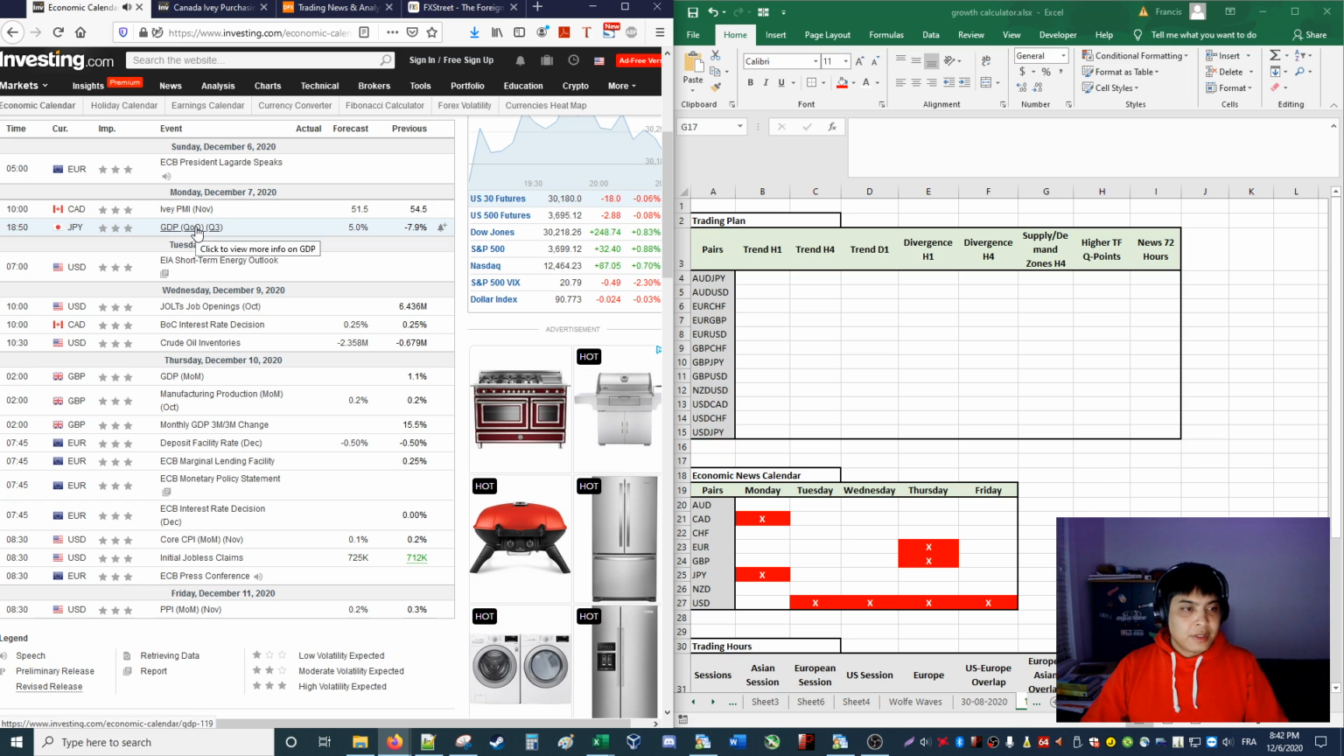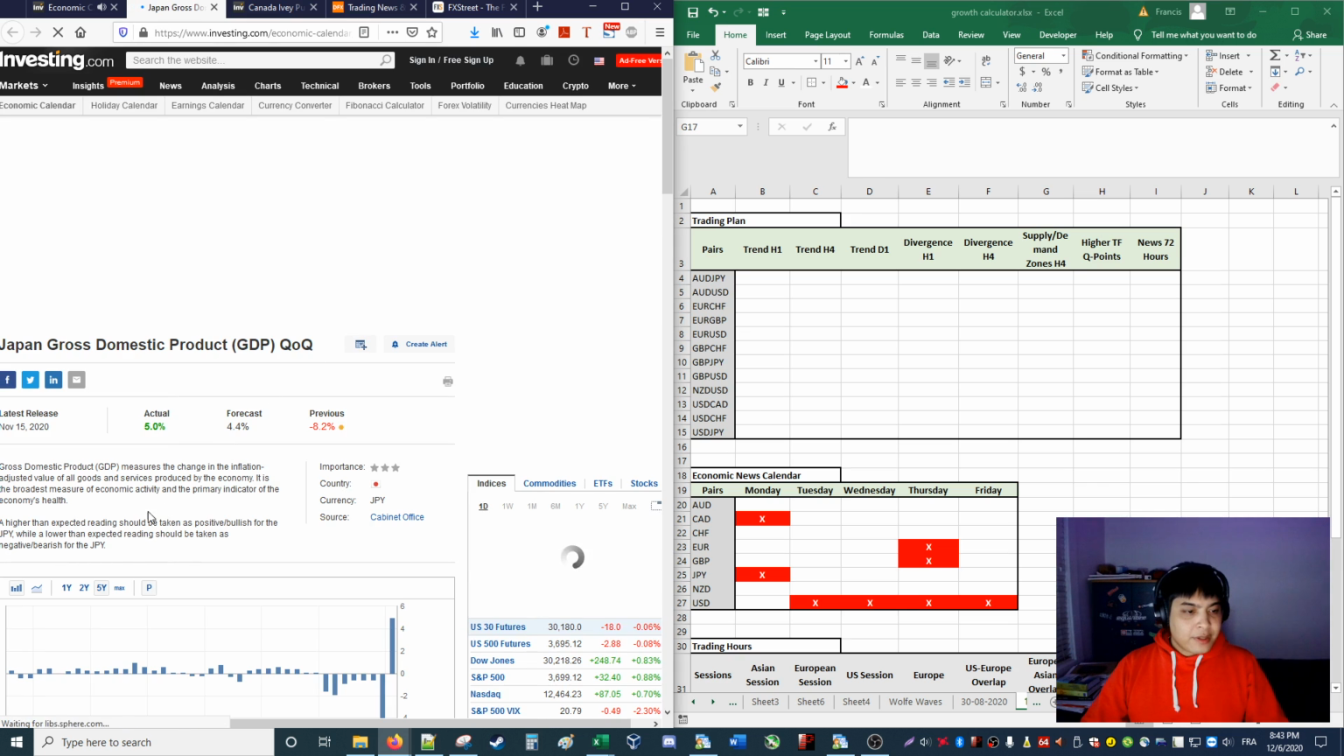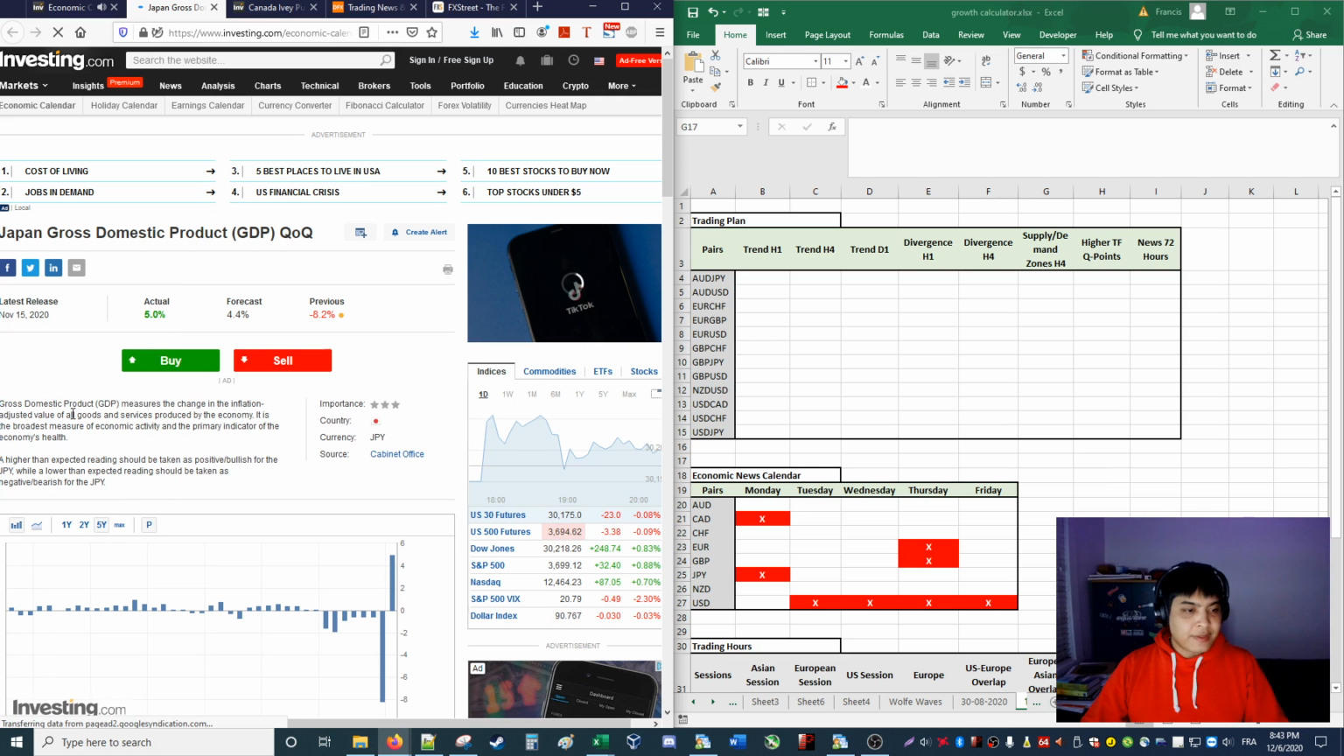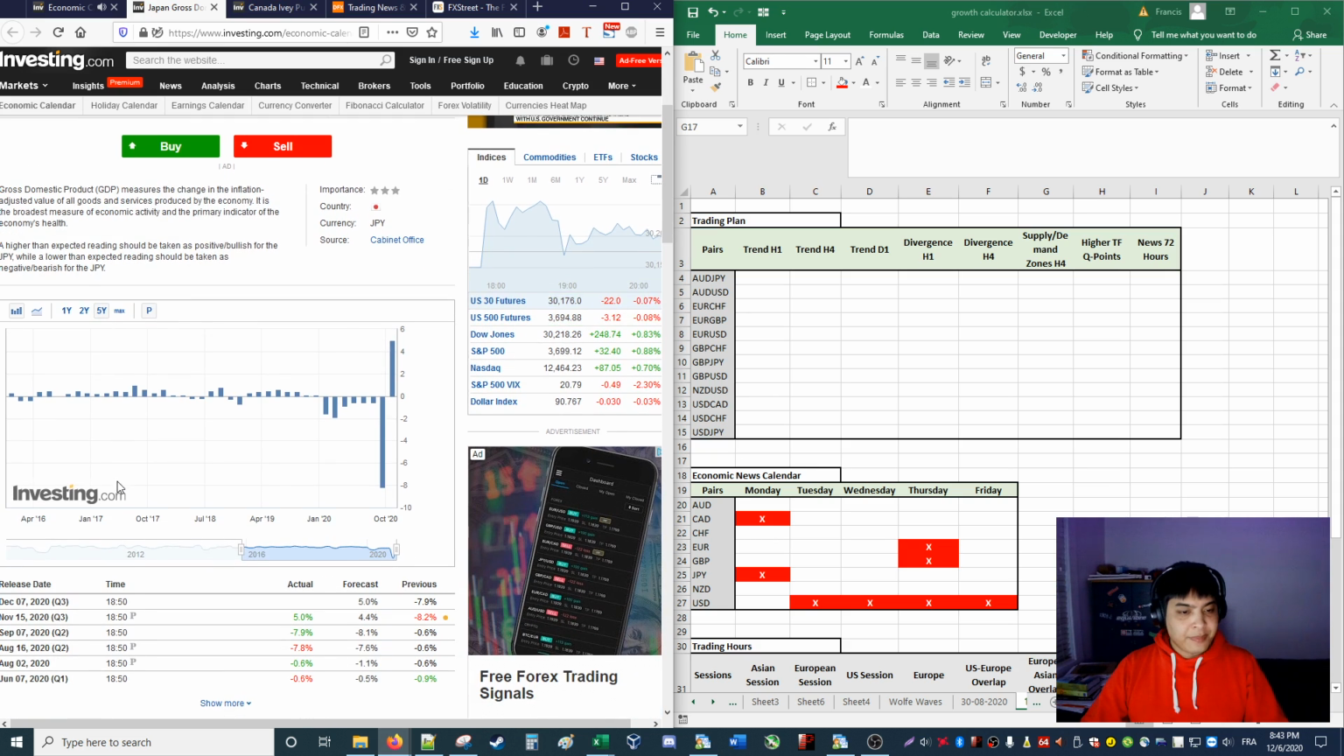Japanese yen forecast GDP. Oh, increase in forecast. Oh, that's good. GDP measures the change in the inflation adjusted value of all goods and services. A higher than expected reading should be taken as positive, bullish for JPY yen, with lower than expected reading as negative, bearish. So last month it was negative. Now we're looking at positive. So for the yen, we're looking at setups for the yen for sure.